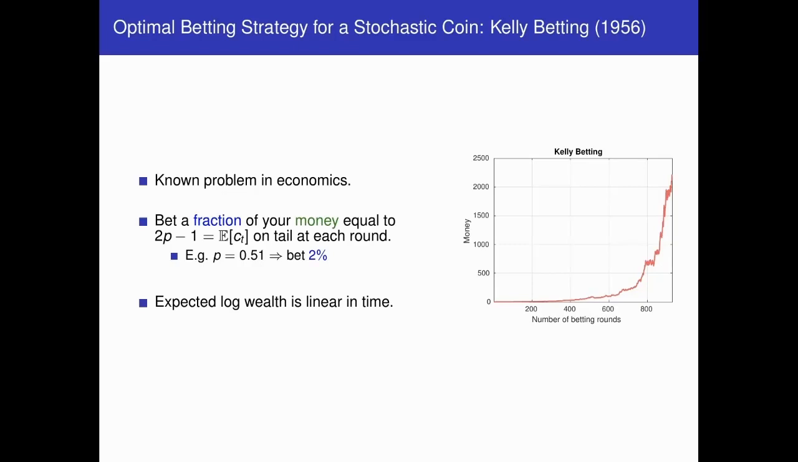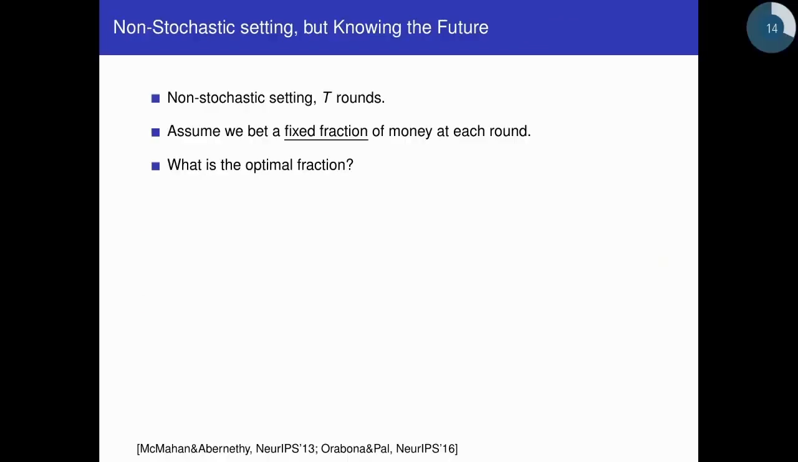Now, making an exponential amount of money seems great, but we are assuming two things that are very strong. We are assuming that the coin is stochastic, and we know the bias of the coin. Let's remove assumptions. First assumption, let's remove the fact that the coin is stochastic. The coin is non-stochastic. It's an arbitrary sequence, even adversarial, of outcomes +1 and -1. And you still want to bet a fixed fraction of money in each round. What is the optimal fraction?